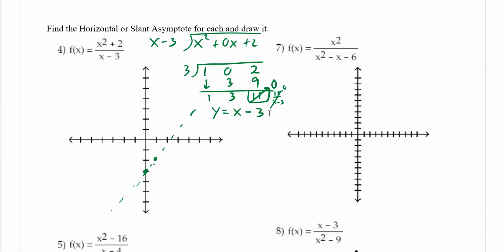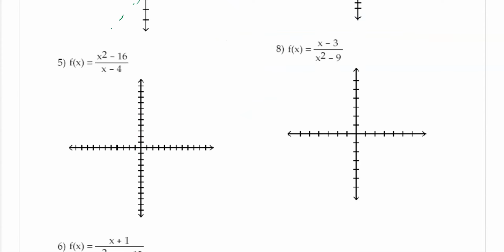Let's do one more. So here the degrees are the same. So we have 1 and 1. These are nice and quick. It's just the coefficients. So it's y equals 1. And so you go to 1 on the y-axis and you draw that horizontal line. That's it.